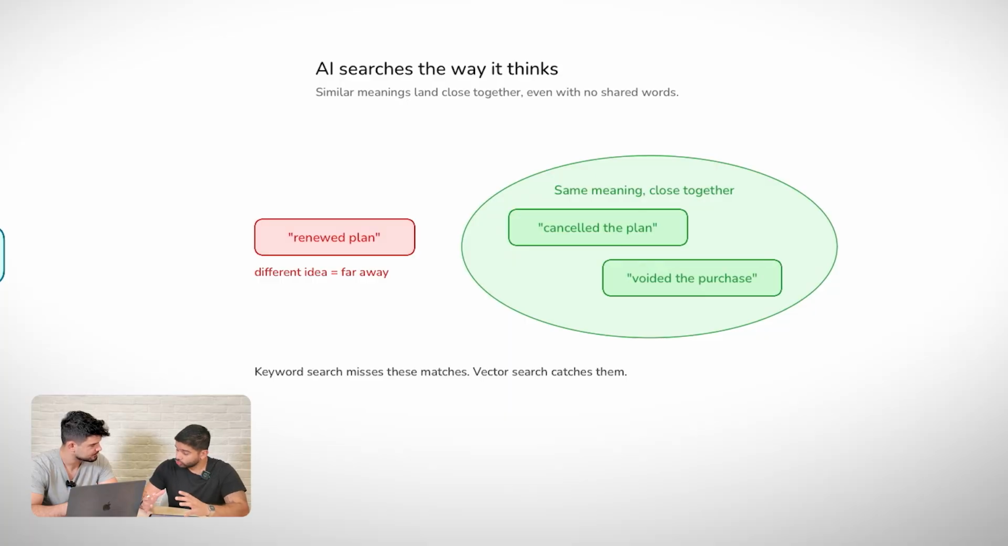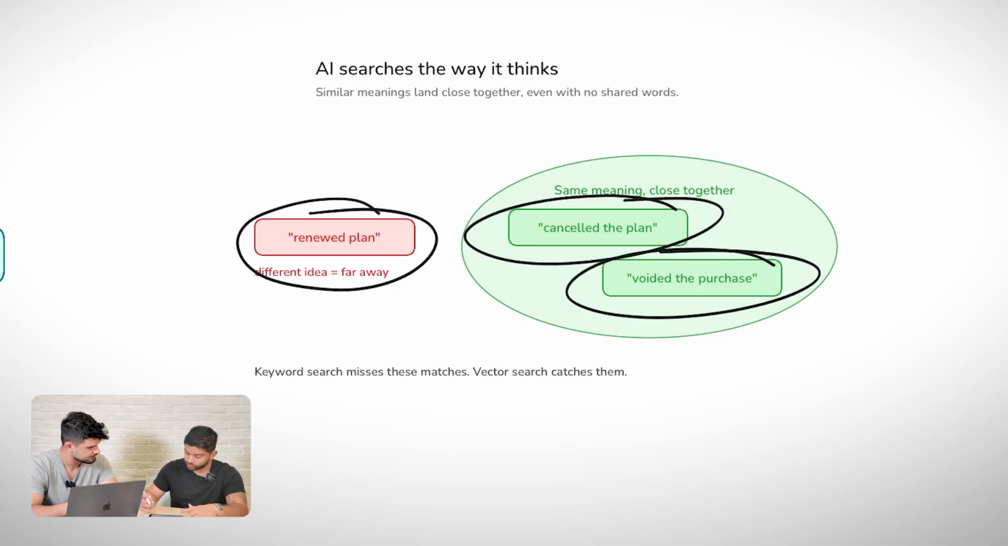That's all very abstract. What does it actually look like in a real world scenario? So let's say you have an AI agent that's responsible for Stripe and billing. If you ask it a simple question like who canceled last month, it will take information like renewed plan, canceled plan, and voided purchase, and categorize them differently because the context is different. Renewed plan, even though it has the word plan, is very different from canceled plan. And whilst canceled plan and voided purchase textually don't have anything similar, contextually they do.